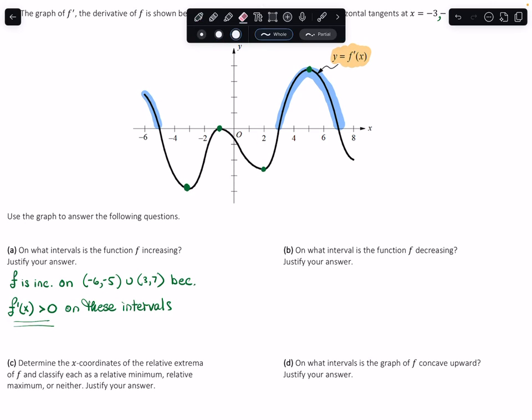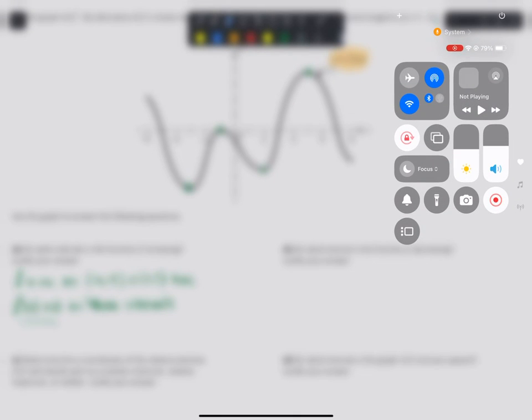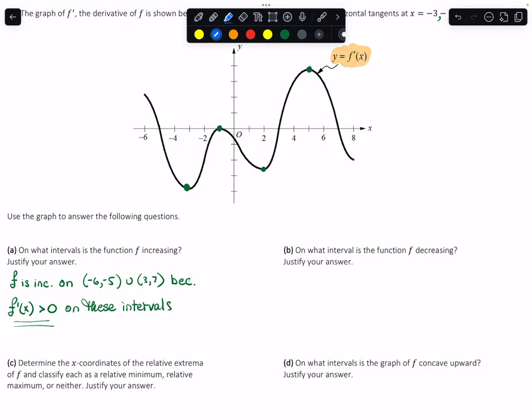Similar question in B, on what intervals is f decreasing? Justify your answer. Well, decreasing, we know that the derivative must be less than 0. You're looking at the derivative. Its graph. When does this graph have y values that are less than 0? When the graph is below the x-axis, and there are a couple of different places.